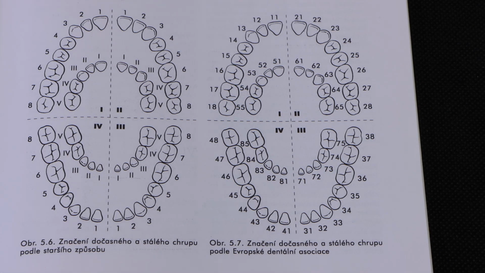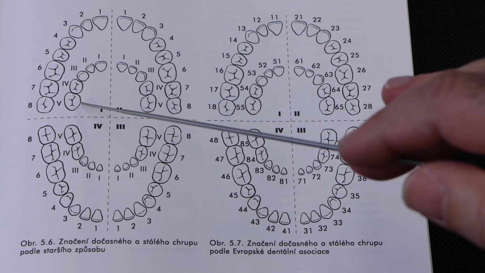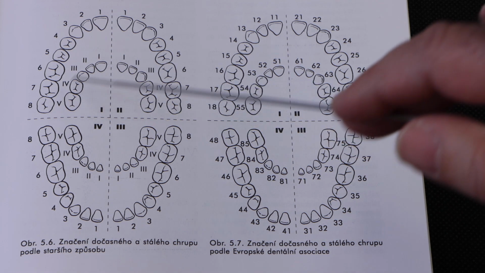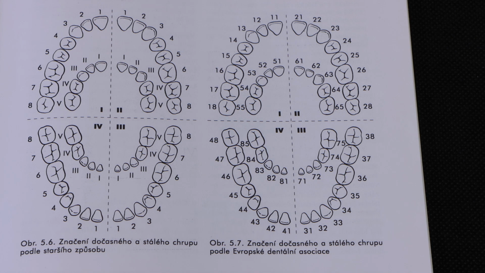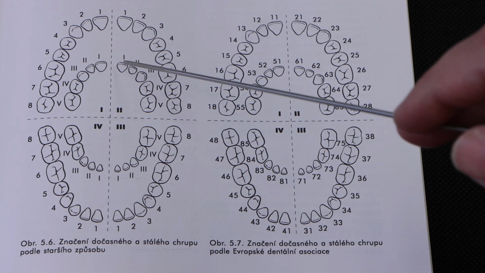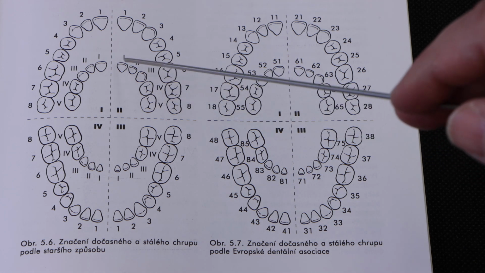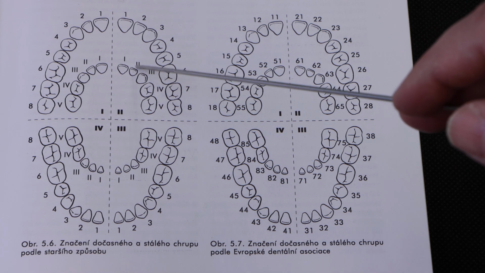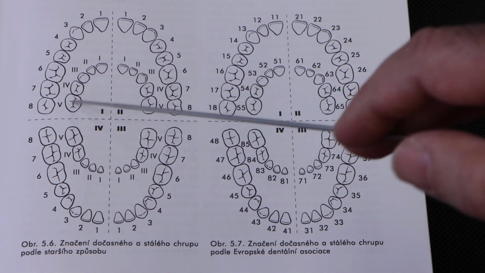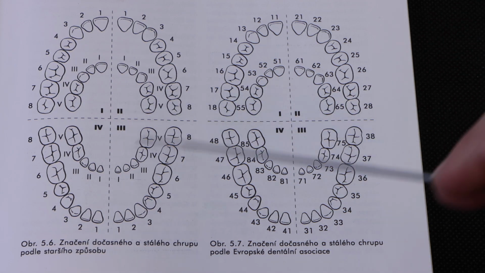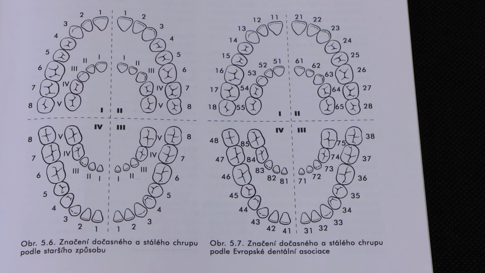Okay, so the human being has two generations of teeth. One generation is the deciduous teeth, or milky teeth, or temporary teeth, which are here, and altogether there are 20. It means in each quadrant we have 5 teeth, which is 2 incisors, 1 canine, and 2 molars. The other quadrants are the same, so in this case altogether we have 20 teeth.